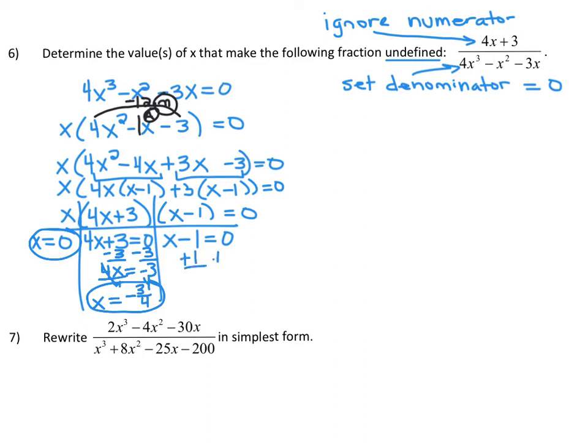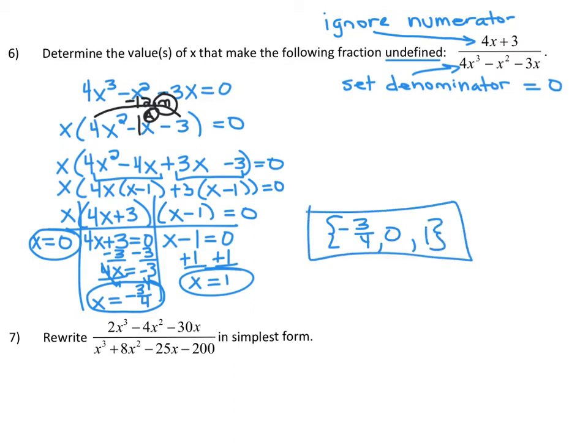And then here, when we add 1 to each side, we get x equals 1. All right, so those are our three solutions. You can leave it like that, or if you prefer, you can organize them in curly brackets. But when you do, please put them in order from least to greatest. Okay, so that's our answer.